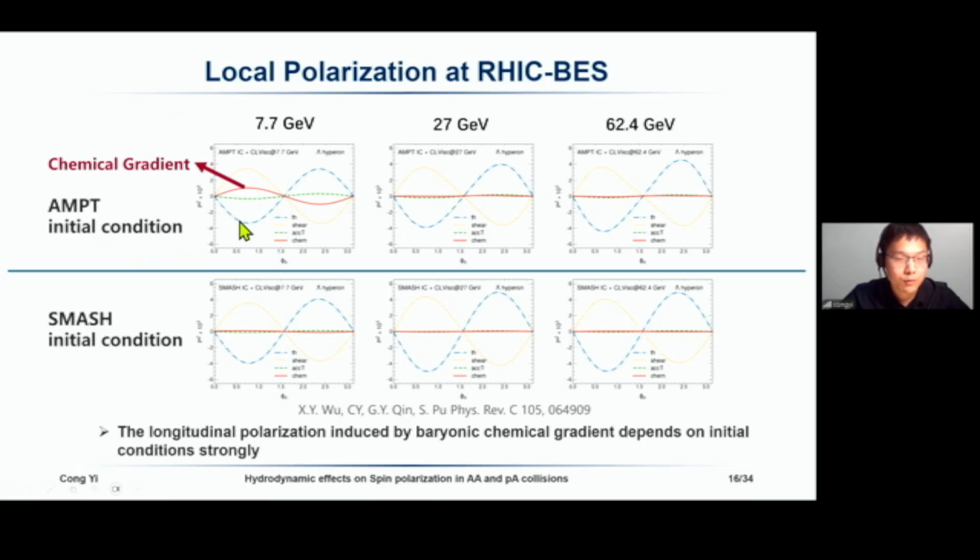We can find that the blue lines are the local spin polarization induced by the thermal vorticity. It will always give a minus sign, but the orange line represents the shear-induced polarization. It always gives a positive contribution at different collision energies and initial conditions. The red lines are the spin Hall effects. We can find that it will increase with the decreasing collision energy and show strong dependence on the initial condition.